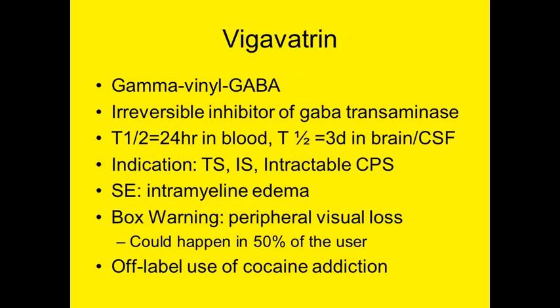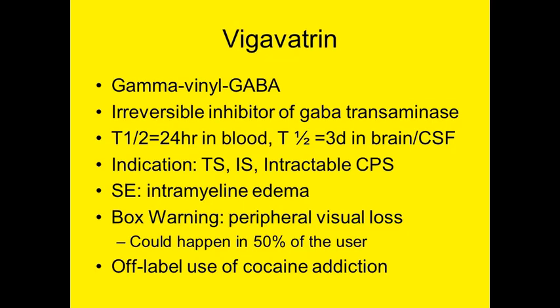Vigabatrin is an irreversible inhibitor of GABA transaminase, which may come up as a board question. This medication is for intractable seizure in patients who are almost surgical candidates. But for some reason, if a patient does not want to have surgery, I might prescribe this medication. But the problem is a strong, unignorable side effect, like intramyelin edema and peripheral visual loss, which could happen in up to 50% of users. Off-label use for cocaine addiction is seen.